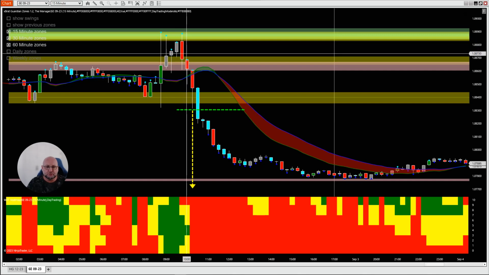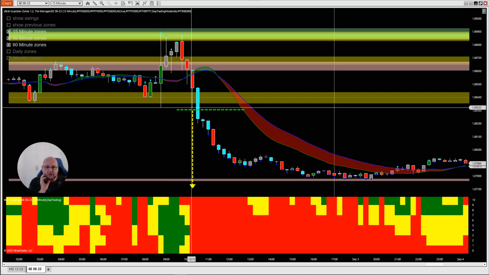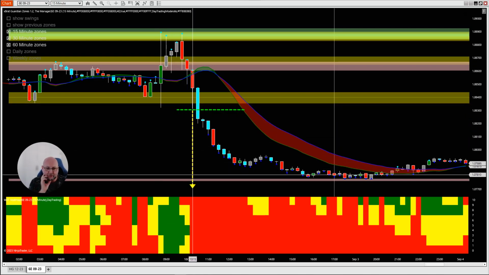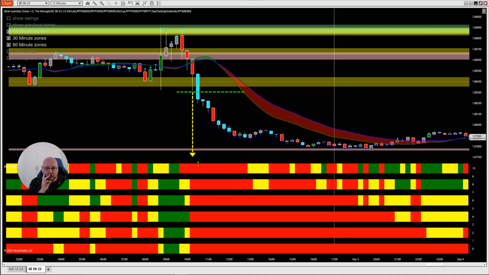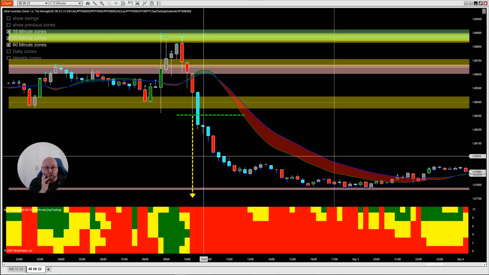As we start to push back down here, we have an initial test of this 15-minute zone, which held us as support at the data. Now at this point, I've put an arrow here, down arrow in yellow, to show that the BIAS Depth Heatmap, all 6 time frames, are red. So this is a confirmation that we can go short here.